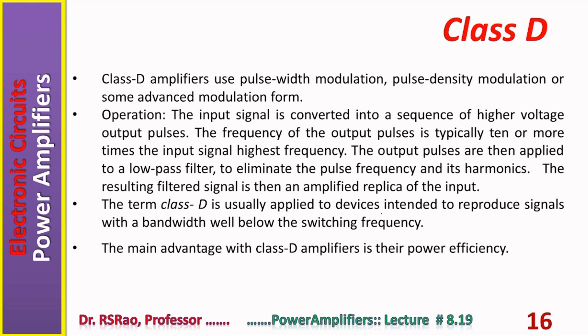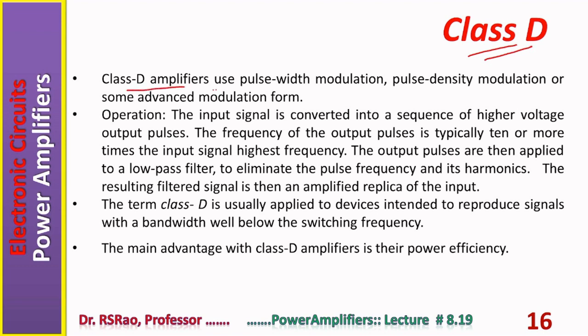So far, our discussion has been on the traditional classes of amplifier operation: class A, class B, class AB, and C. Now we move a little ahead and discuss some of the modern or semi-modern classes of power amplifiers. We begin the discussion with class D.